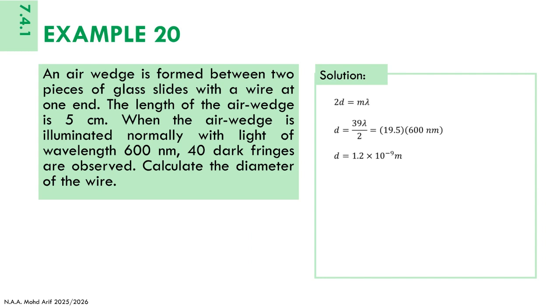Here is example 20. We will calculate the diameter of a wire used to form an air wedge. Given the length, wavelength, and number of dark fringes, we apply the dark fringe condition for an air wedge, 2d = mλ, to solve for the diameter.